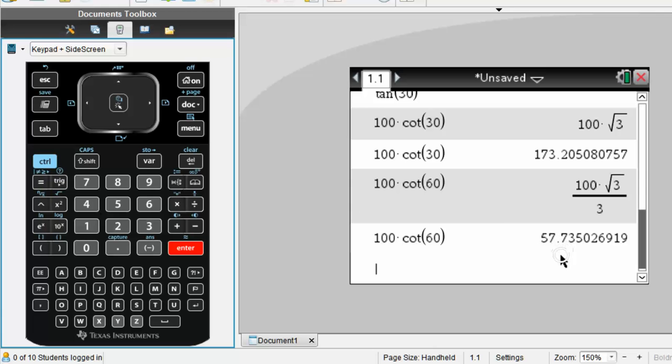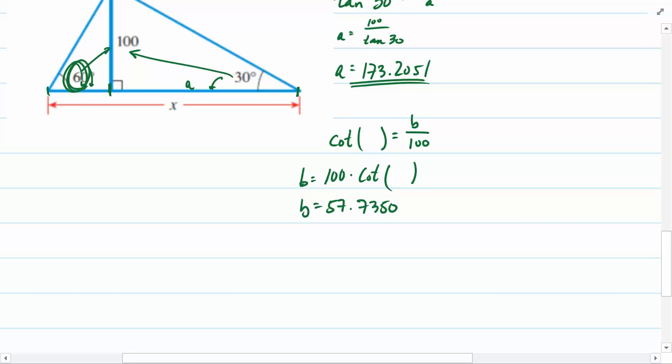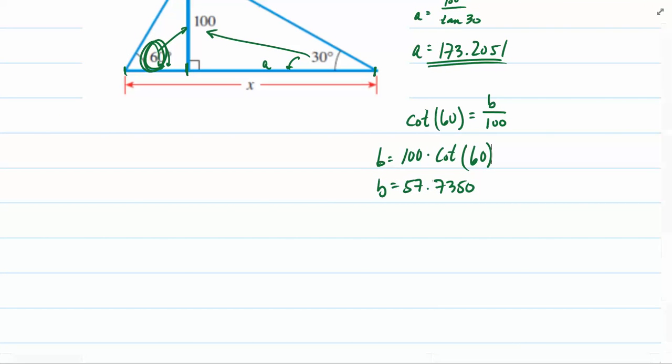So that's 57.735. And I do need to correct this. I want to make sure that I have all of my notes correct as well. It's cotangent of 60, this angle measure here, not 30 from our original calculation. There I did. I almost did it again. It's cotangent of 60. There we go.